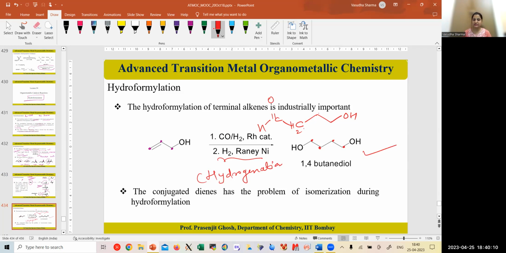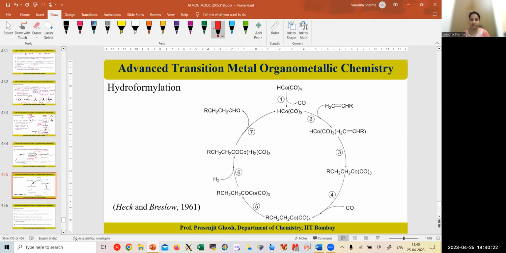The conjugated dienes have a problem of isomerization during this reaction. So this is a disadvantage: if we have dienes in conjugation, then how do we carry out the hydroformylation? That is the disadvantage.